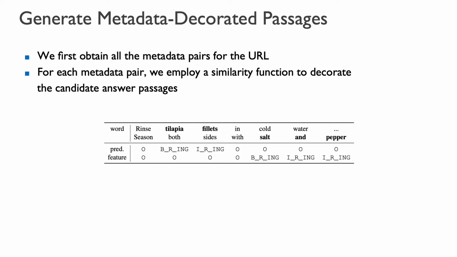Firstly, how do we generate the decorated passages? We need to first obtain all the metadata pairs from the URL that the candidate passage appears in. Then for each metadata pair, the textual object and predicate pair, we employ a similarity function to decorate the candidate answer passages. For example, here, for this candidate passage, after this decoration process, we know that tilapia fillet and salt and pepper, the two spans, should be ingredients.